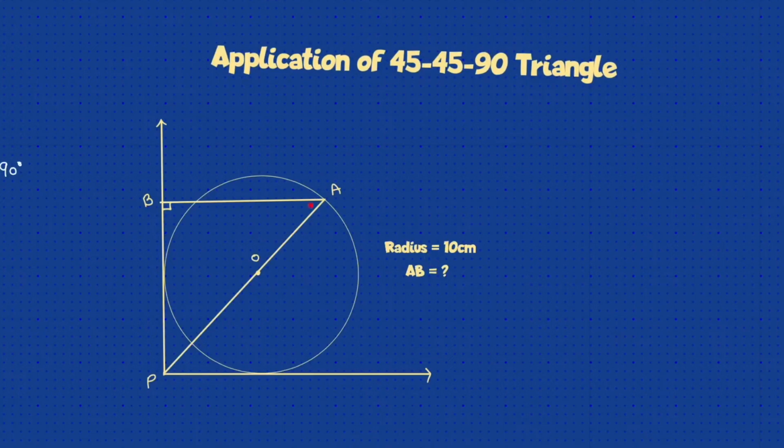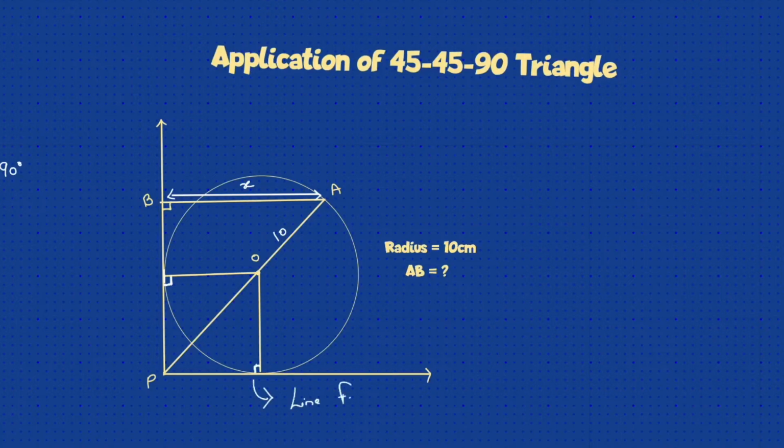Now let's go to the application of 45, 45, 90. I am being given this figure. The radius of this circle is 10. I am being asked what is the length AB. This is an application of 45, 45, 90; whatever we learn, we'll apply it in this problem. So where will I start from? I'll first start by drawing this line from the center, and I'll draw one more line from the center to this point. This angle will be 90, the angle between the radius and the tangent.